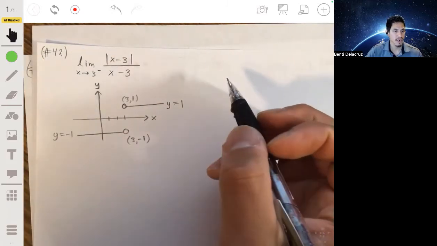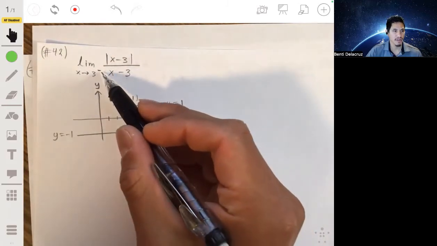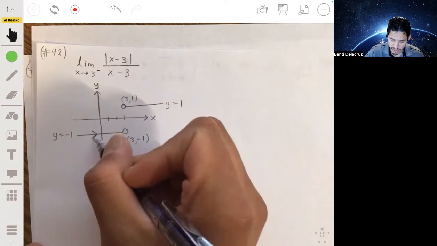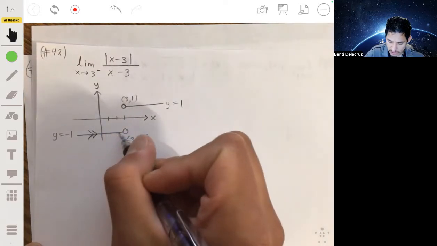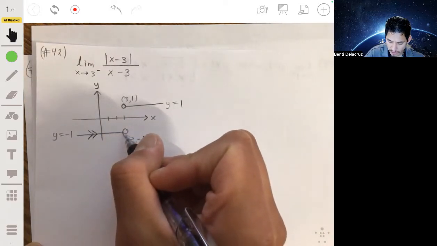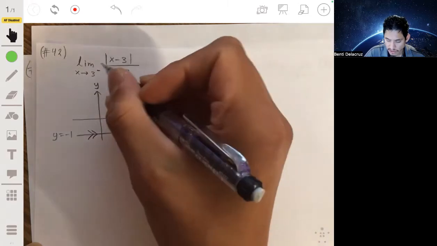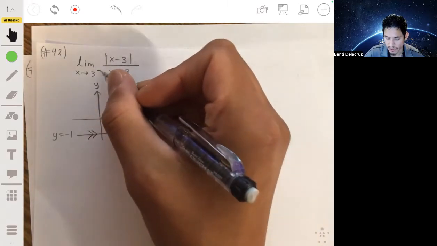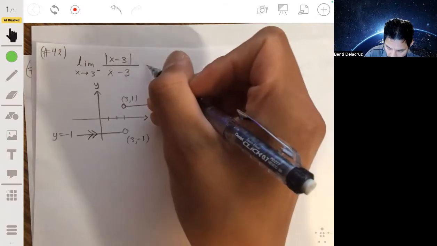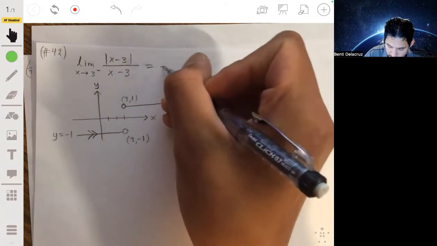Now, when we're talking about the one-sided limit from the left, you're going to be traveling along this line, coming along this line to this point. And the value you're approaching is going to be -1. So the limit as x approaches 3 from the negative side of this function will just be -1.